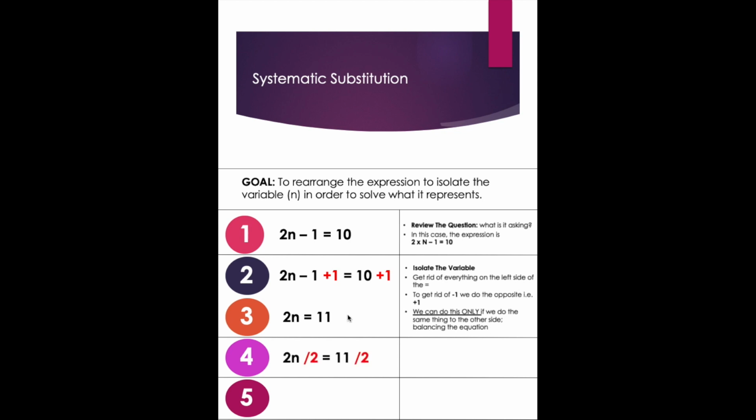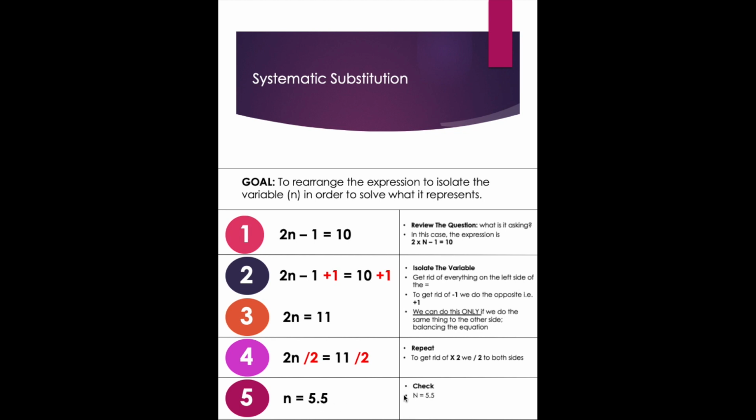Now the next stage is exactly the same thing. It's a rinse and repeat situation. We have 2n, which is 2 times n. To get rid of a multiplication, we do the opposite. So instead of 2n, I'm going to divide 2n by 2, and that gets rid of the 2 on this side, which will leave it as just n, and I have to do the same on the other side. So 11 divided by 2 is 5.5. So n is 5.5.